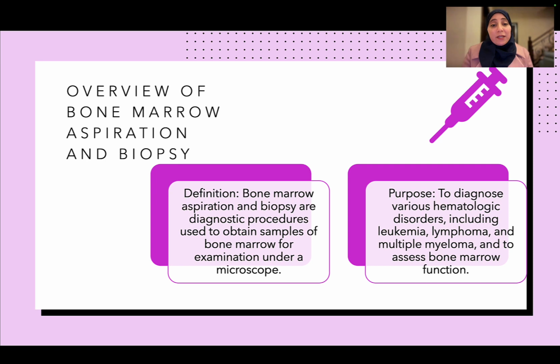So, bone marrow aspiration and biopsy are diagnostic procedures used to obtain samples of the bone marrow for examination under a microscope. And why would we do that? We'll go through the indications later on, but it's a diagnosis, so we're looking for any abnormal cells indicating hematological malignancy or disorder like leukemia, lymphoma, multiple myeloma, or like the functionality of the bone marrow.